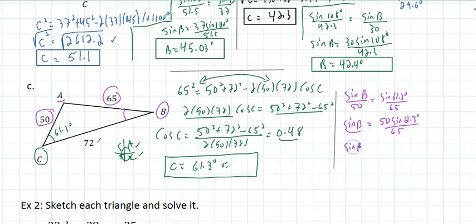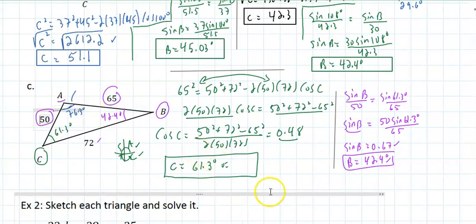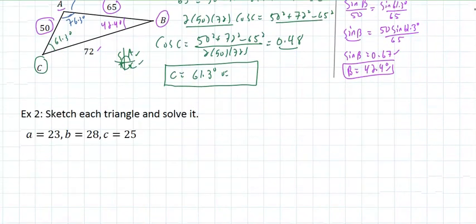So here I know the sine of beta will equal, so I get this to be 0.67, and the angle will be 42.4 degrees. And to find this angle, I will take 180 minus 61.3 minus 42.4, that's 76.3 degrees. And that's pretty much how it works. Now it's going to be your choice to use law of sine or cosine. I'm going to specify.